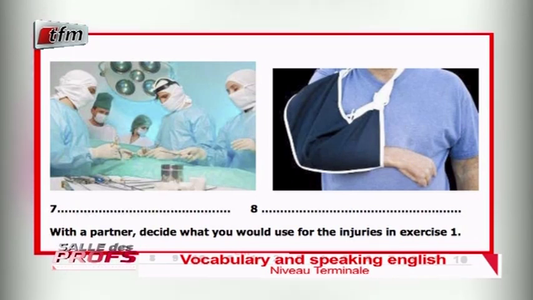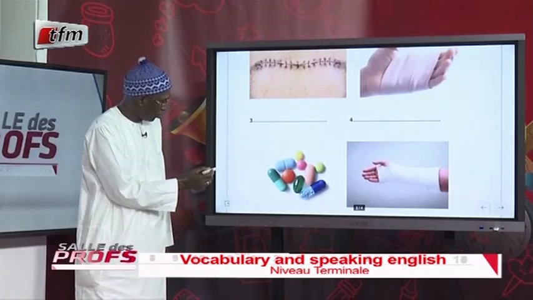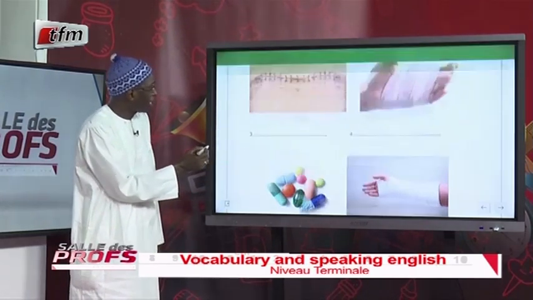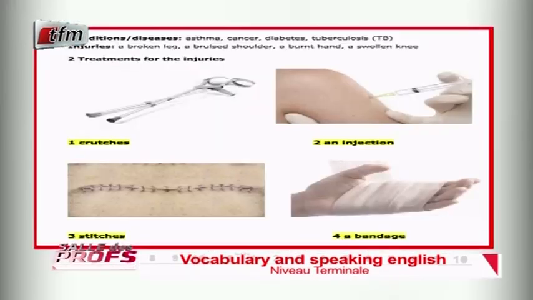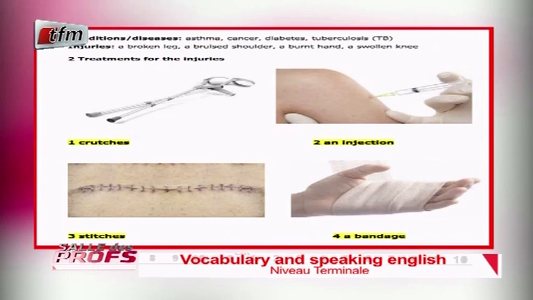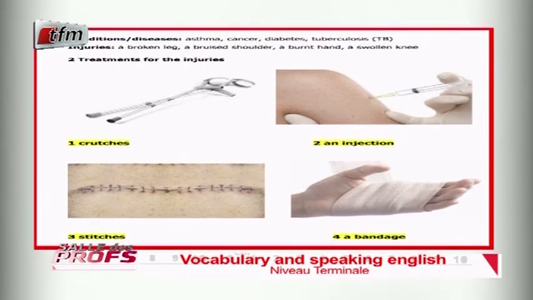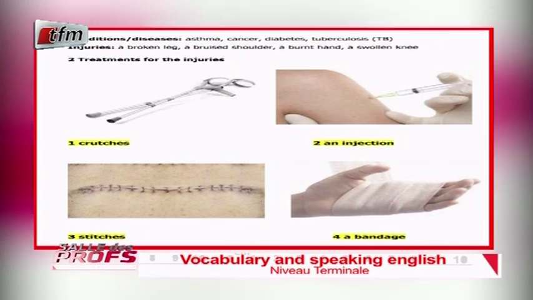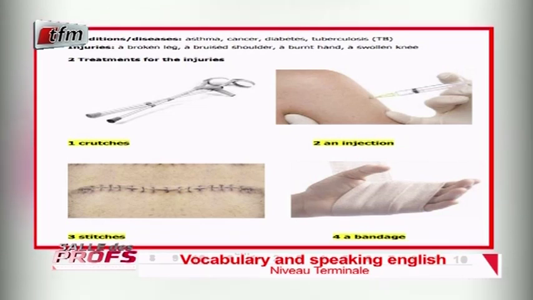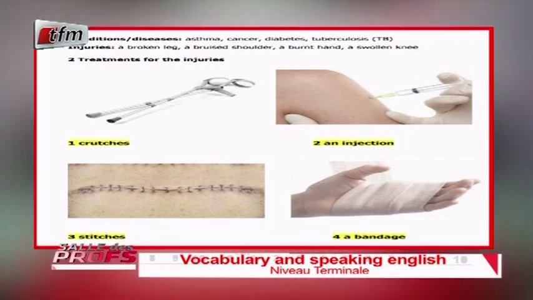So, well done, guys. Let's now move to checking the answers. Crutches, you use them when you have a broken leg, you can't walk, so you use them to walk. Might be painful, you move ahead. An injection, you have an injury, it's deep, and the doctor might put some stitches so that your skin might heal.